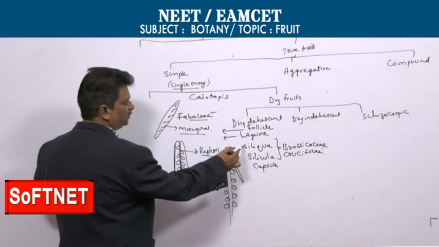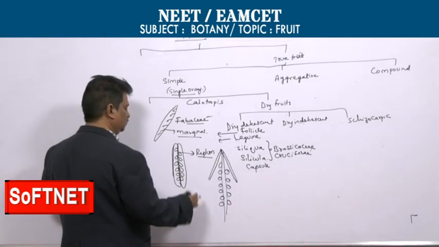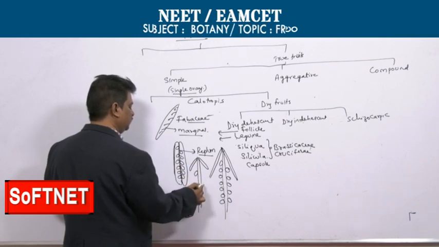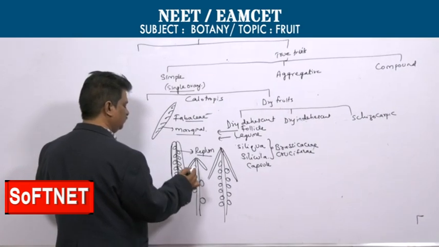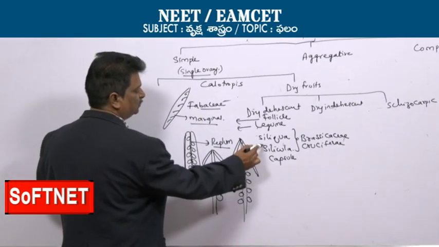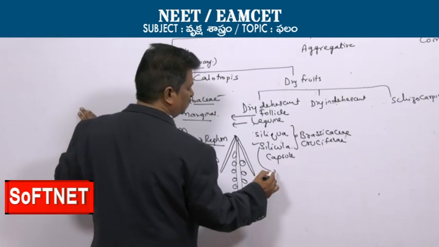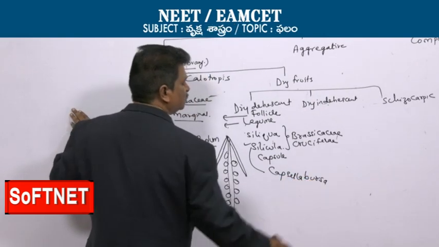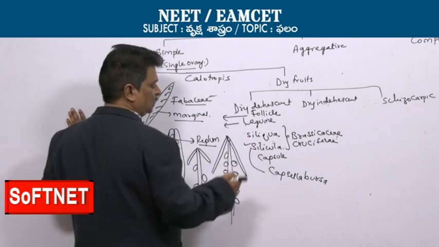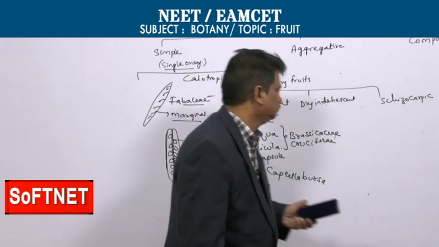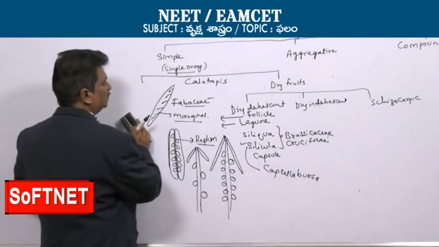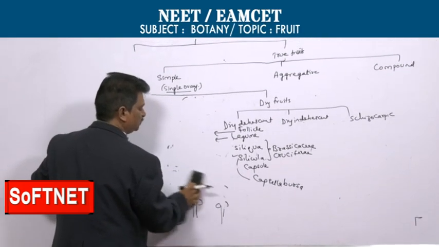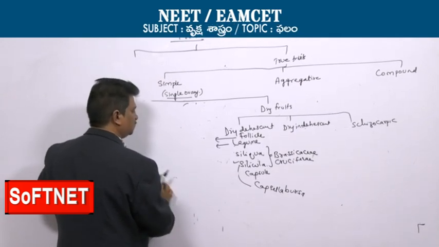Another type, silicula. This silicula is exactly similar to siliqua, but the silicula contains only a limited number of seeds. So a siliqua with a limited number of seeds is called a silicula. Example for silicula: Capsella bursa-pastoris, common name shepherd's purse. And the next type of dry dehiscent fruit is the capsule.